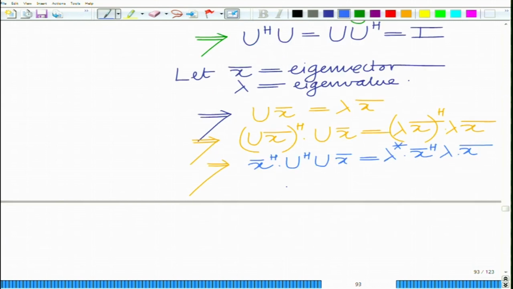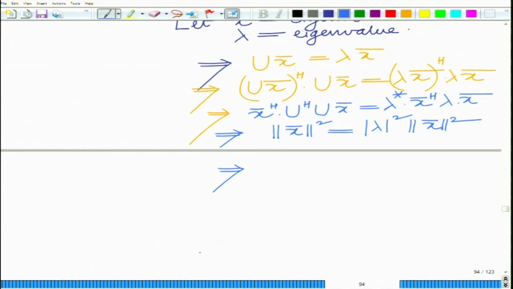Now, U Hermitian U is identity, because U is a unitary matrix, that leaves x bar Hermitian x bar, which is, remember, norm of x bar square. This is equal to lambda conjugate lambda, that is magnitude lambda square, times x bar Hermitian x bar, which is again once again norm x bar square, which implies, cancelling the norm x bar square on both sides, this implies magnitude lambda square equals 1, which means magnitude lambda equals 1.